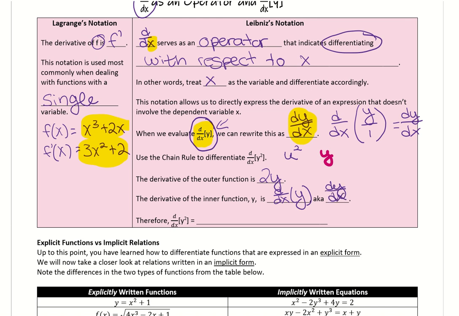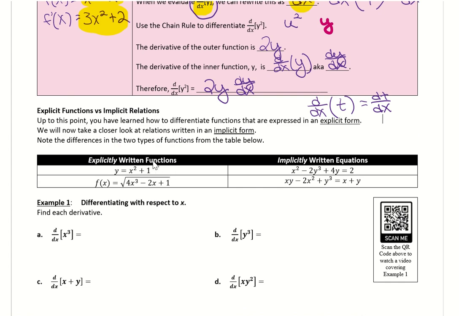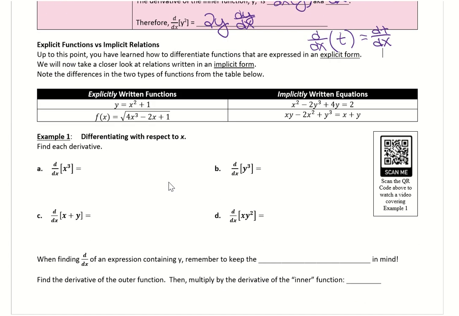Therefore, the chain rule helps us see that the derivative is 2y, that's the candy shell, and then dy/dx is the derivative of the inner. So essentially, anytime we're finding d/dx of something that doesn't have an x in it, so think the letter t, we can write this as dt/dx. This is helpful because we can use this to find the derivative of implicit equations.